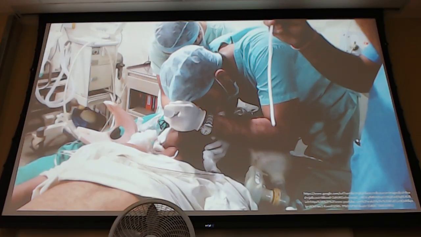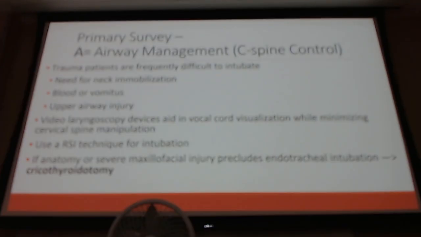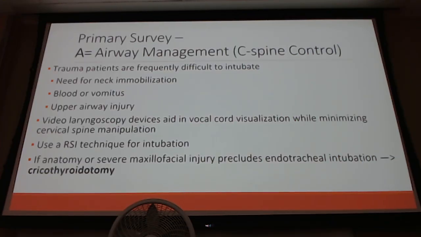And that guy looks like he's kissing the patient there. I don't know about that technique. I wouldn't want to be there.